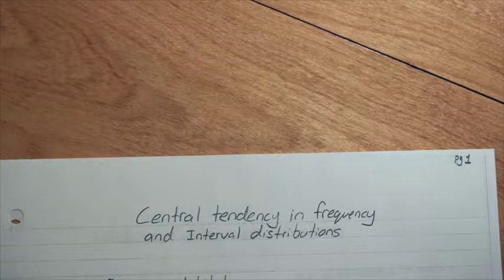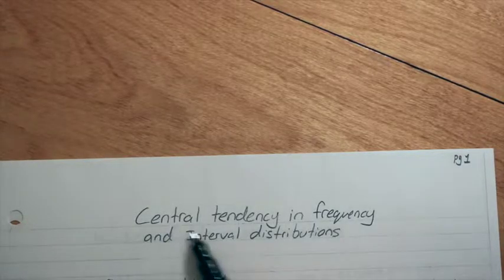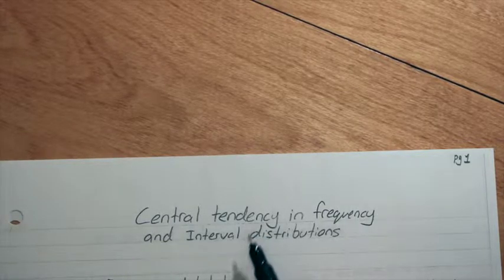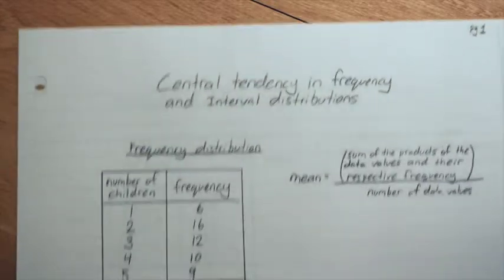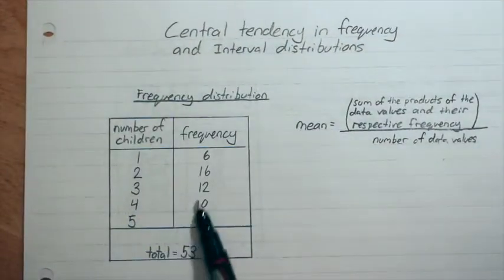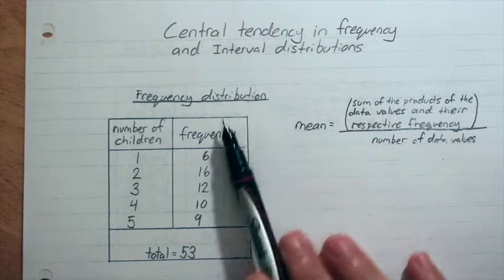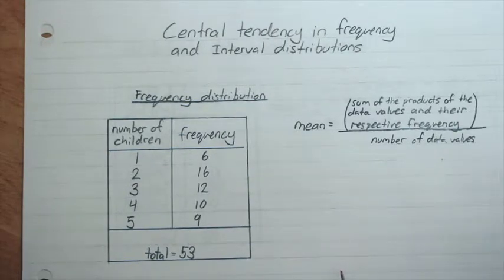So today we have a nice short little lesson that I think you're going to like: central tendency in frequency and interval distributions. The good news here is everything that you know about central tendency, finding the mean, the median, and the mode, is still true. Nothing's changed. What we're doing today is figuring out how to handle situations where we've organized our data into, for example, a frequency table. The first half will be frequency tables. The second half will be what we call interval tables or group tables. So let's dive right in.